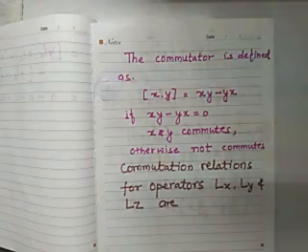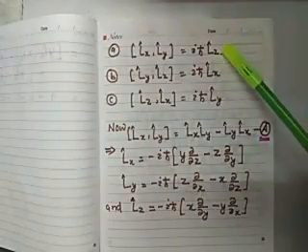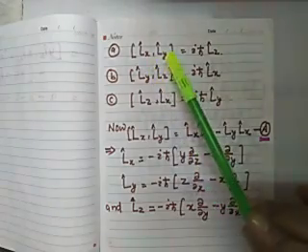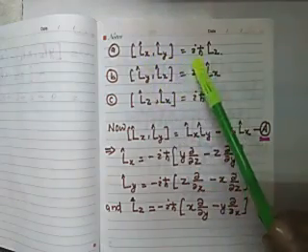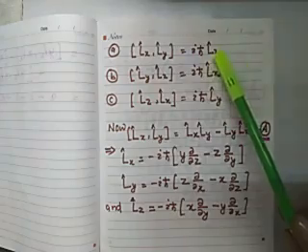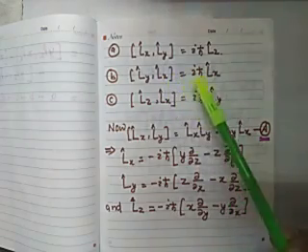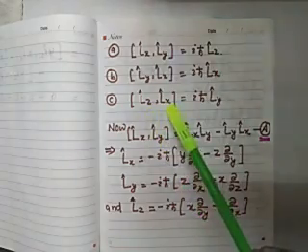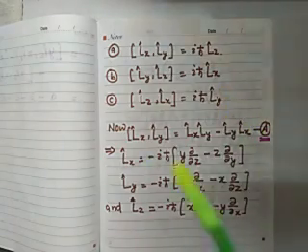Now, the commutation relations for operators Lx, Ly and Lz are as follows. The first relation is the commutator of Lx and Ly is equal to i h cross Lz. Commutator of Ly and Lz is equal to i h cross Lx, and commutator of Lz and Lx is equal to i h cross Ly.